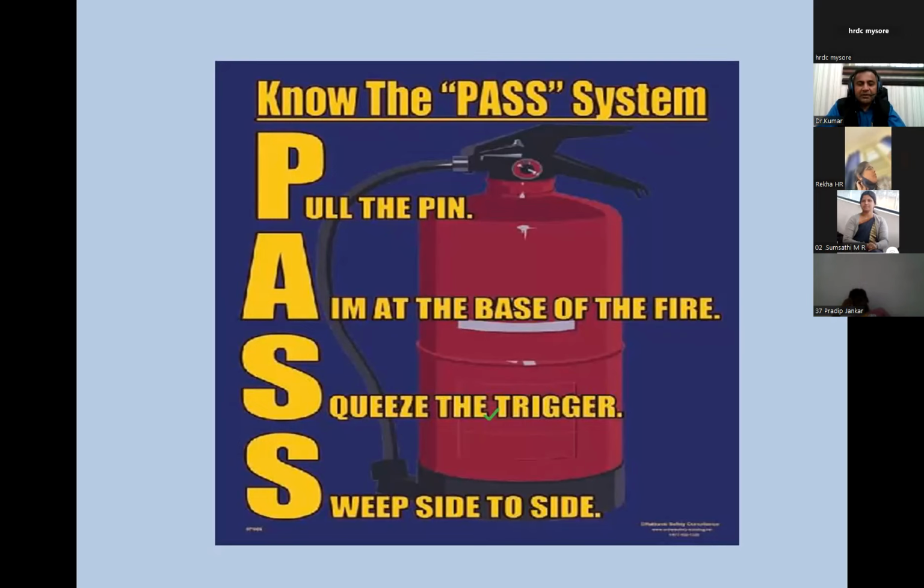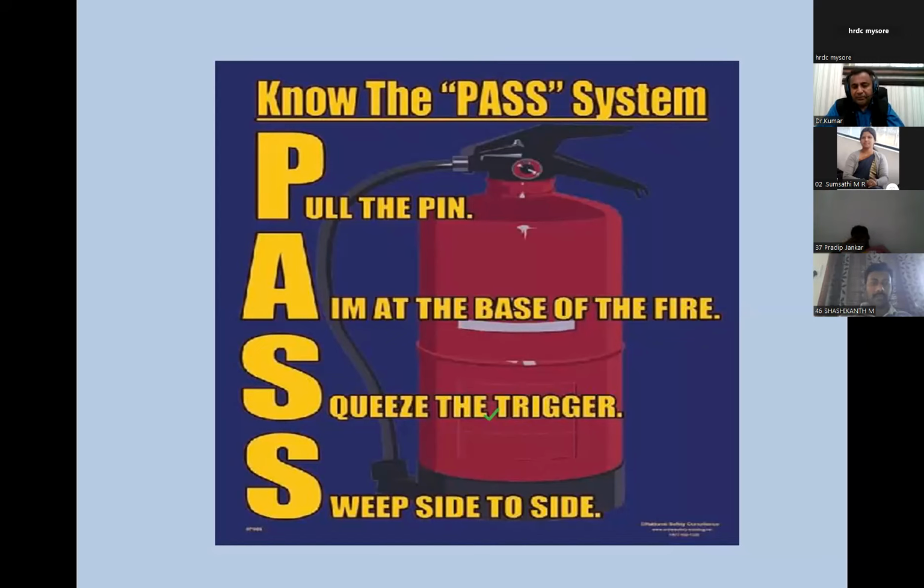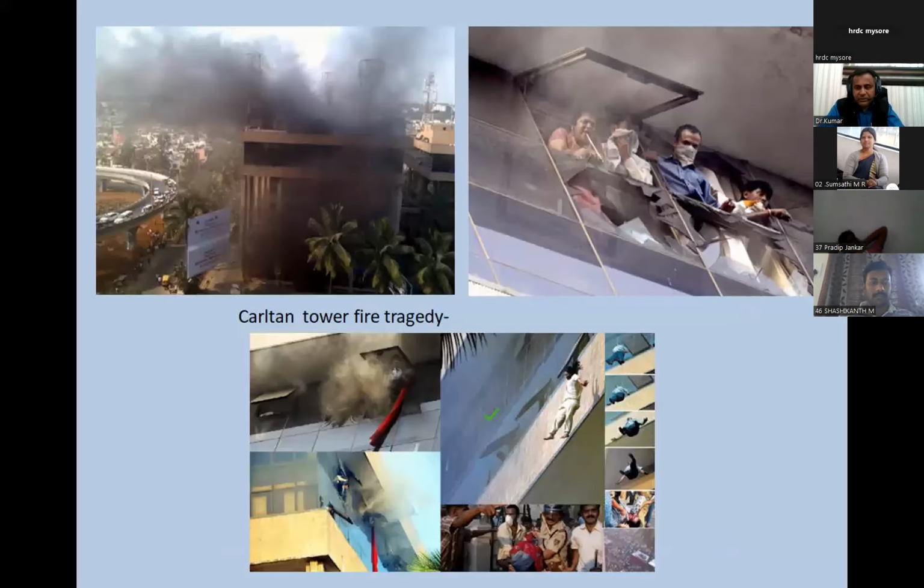It is operated by a simple method called the PASS system. PASS means: pull the safety pin, aim at the base of the fire, squeeze the trigger, and sweep from side to side. That is the PASS system for operating any fire extinguisher.